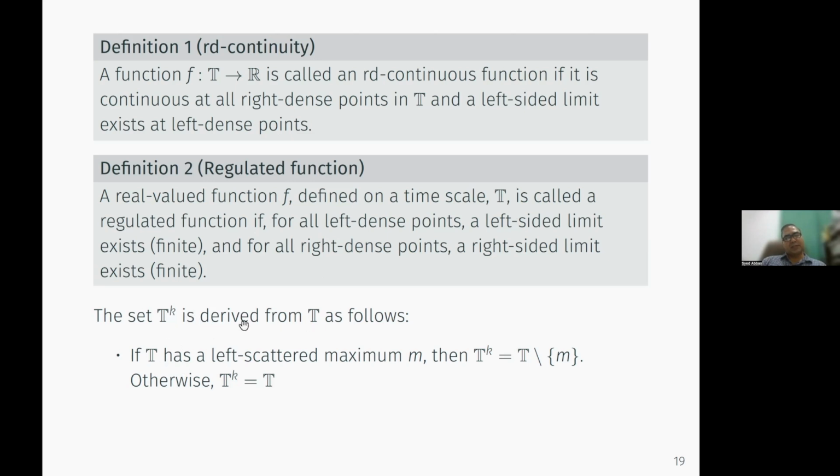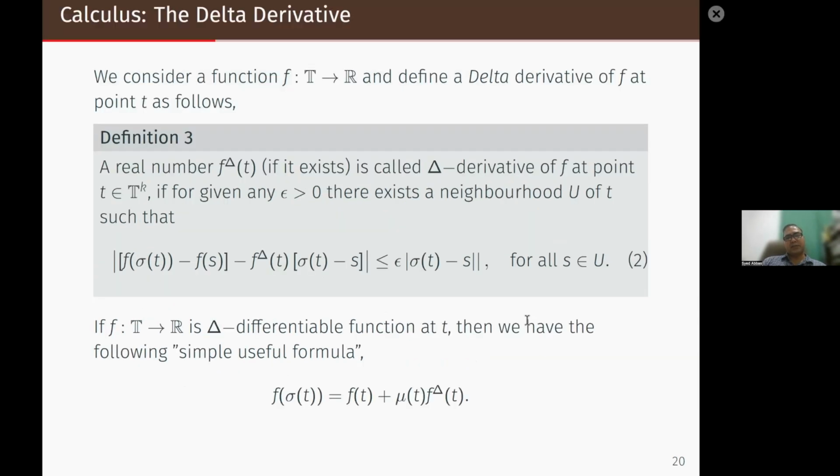And T kappa is a set where, if T has a left scattered maximum m, then T kappa is T minus m. So we remove m, otherwise T kappa is T. And then the derivative is defined through this, which is called the delta derivative. So a number is called the delta derivative of function f at a point t in T kappa if for any given epsilon positive there exists a neighborhood satisfying this condition.